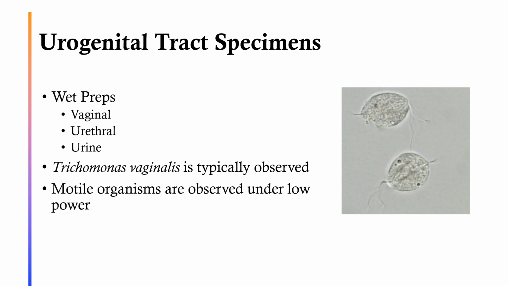Urogenital tract specimens can also be utilized. A lot of the time this is going to be in the form of wet preps. This can either be vaginal, urethral, or urine wet preps. Within these specimens, a lot of the times we are specifically looking for Trichomonas vaginalis, and these motile organisms can be observed under low power.